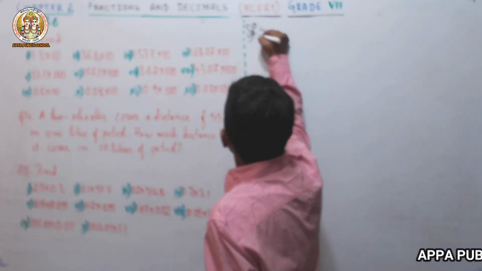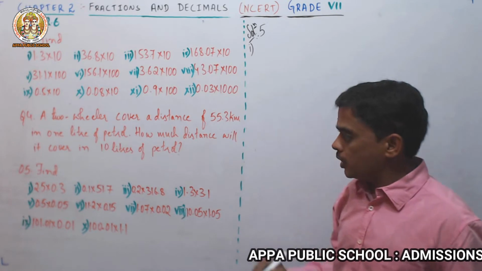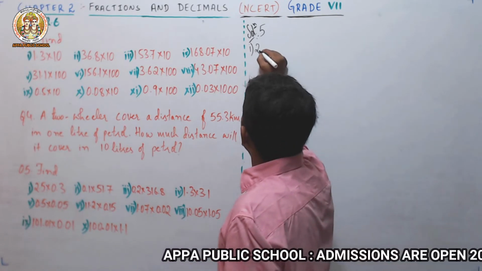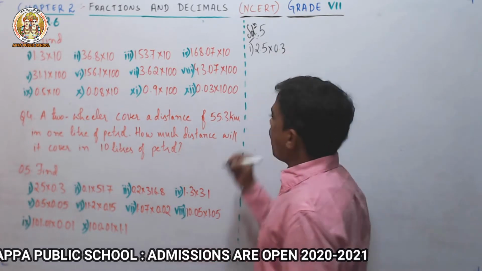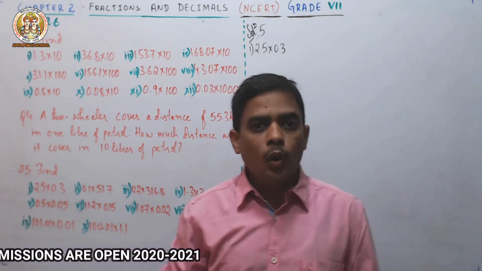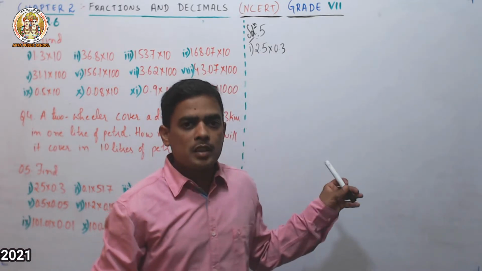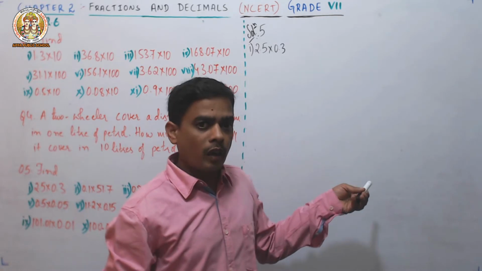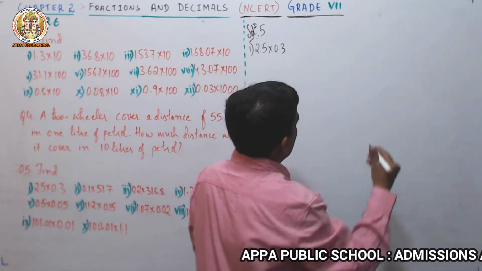Question number 5. Under that, the first bit. What is the first bit? The question is 2.5 into 0.3. So how you will multiply the whole numbers? How the way you multiply the two whole numbers? In that way only you have to multiply. The thing is that you have to place the decimal point, keep on counting from the right. You have to come towards the left. Right? Okay. I will multiply here.